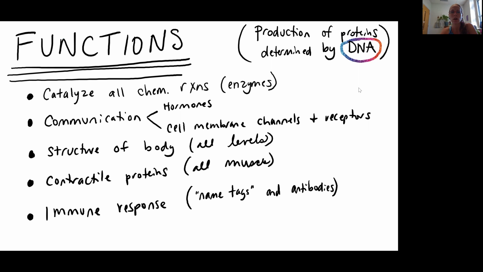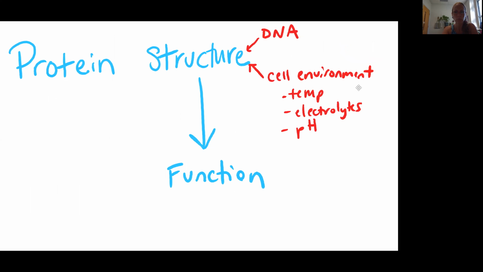And then also our proteins are important in our immune response. So we have both these little name tags hanging off of the outside of our membrane that lets our body know which cells belong to us and which cells don't. And then in addition to that, you've heard before of antibodies, and those are actually protein molecules. So a big part of our immune response is going to be connected into our proteins.